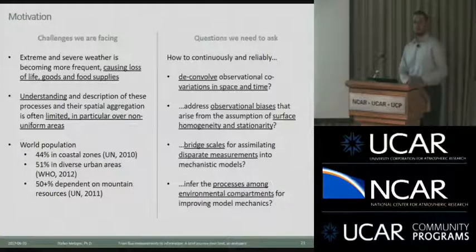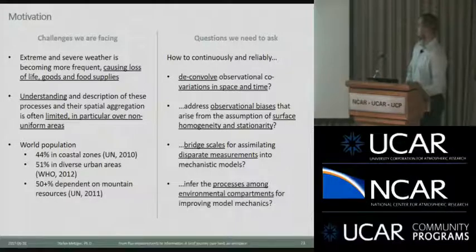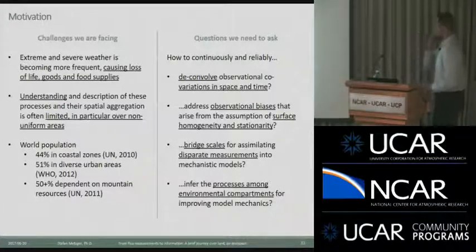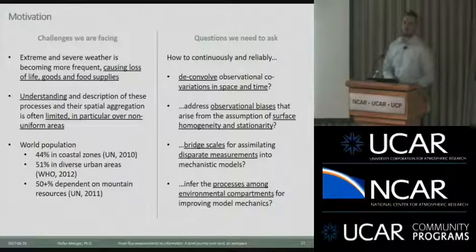So here are some questions that I suggest we ask ourselves. How to continuously and reliably deconvolve covariations in space and time that we observe? How do we address observational bias that's related to assumptions of surface homogeneity and stationarity? Then how do we make that work for our models?